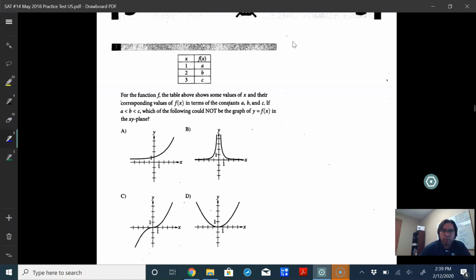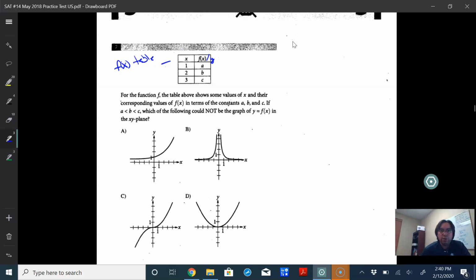Okay, so let's look at number 7 here. What we have is a function table. Okay, so we can see this is a function table. And we have our x values, and we have our f of x, which is also equivalent to the y values that we have here.